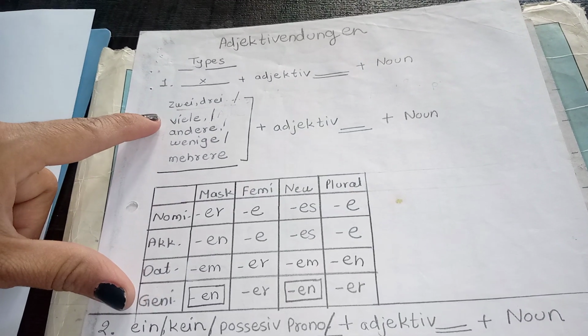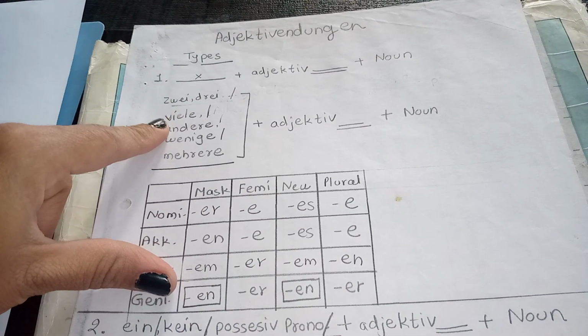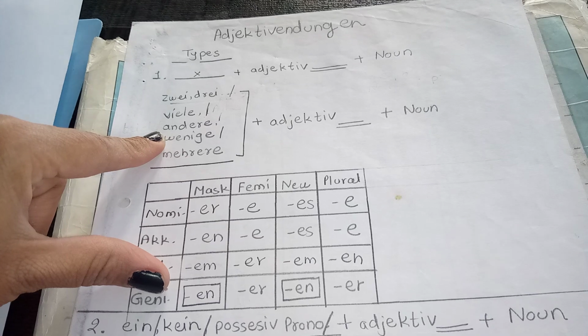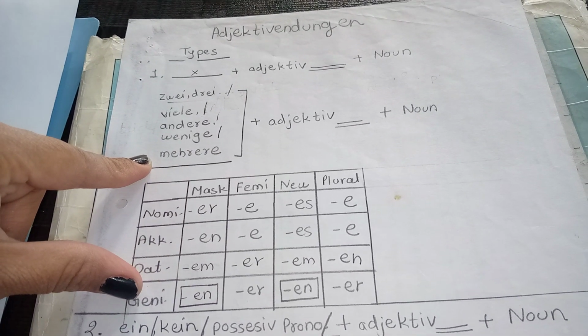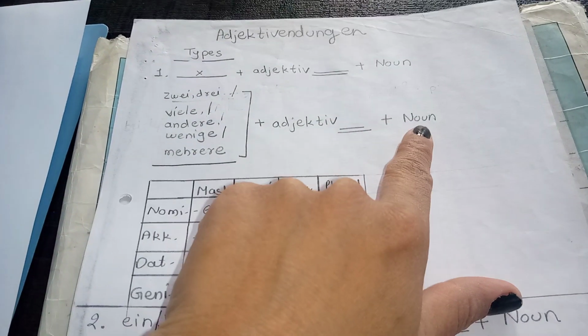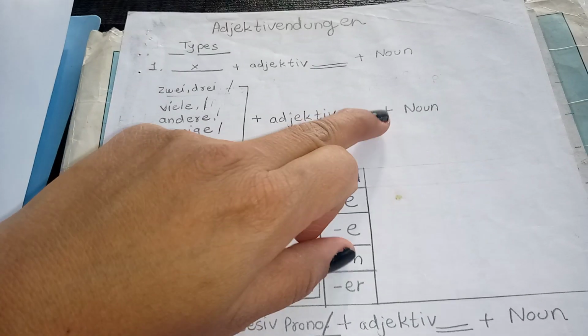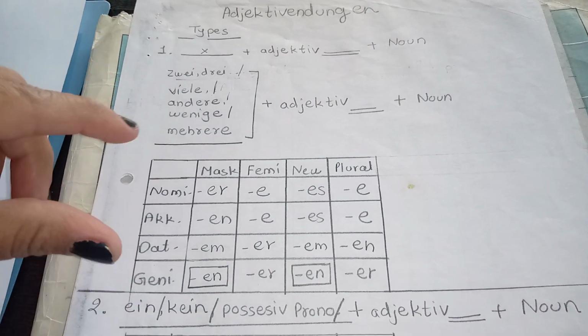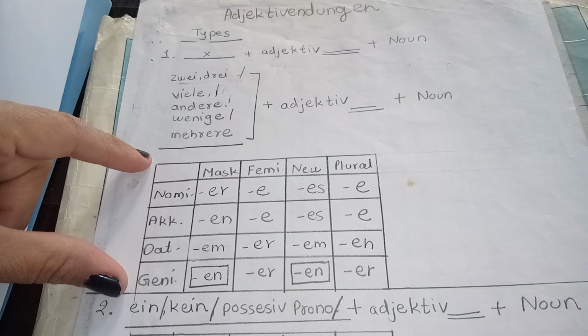Then, or if before the adjective there are numbers such as zwei, drei, viele means many, andere different, wenige less, and mehrere means more. And after the adjective there is a noun. And how to identify the noun? The first letter of a noun is always capital. Then you have to follow this table.